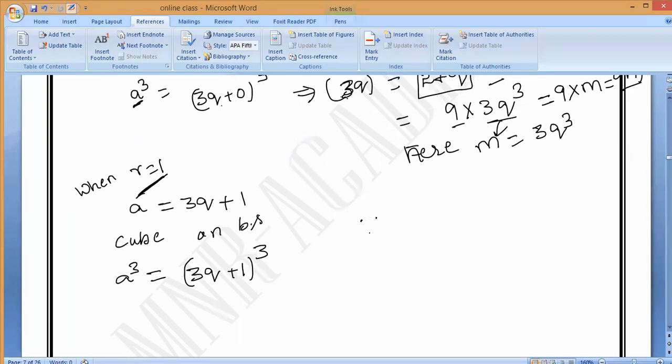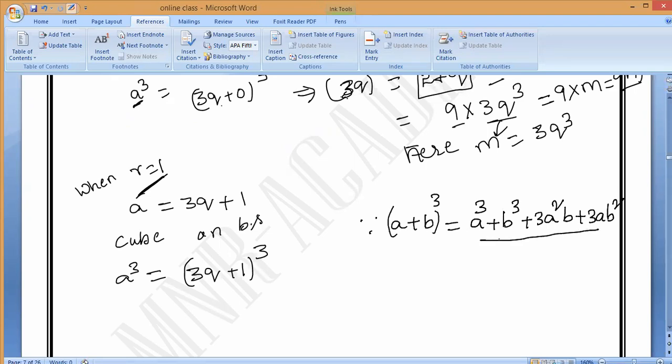What is the formula for (a plus b) the whole cube? From class 9: a cube plus b cube plus 3a square b plus 3ab square. Another formula also there: a cube plus b cube plus 3ab into (a plus b). You can write that also, no issues, but we will use the first formula only here.